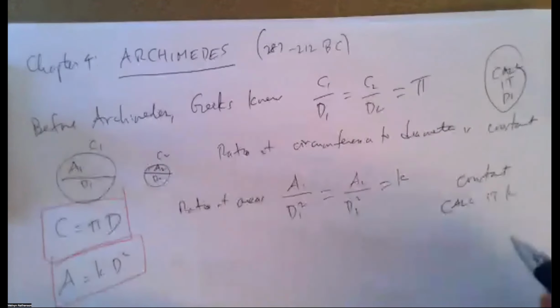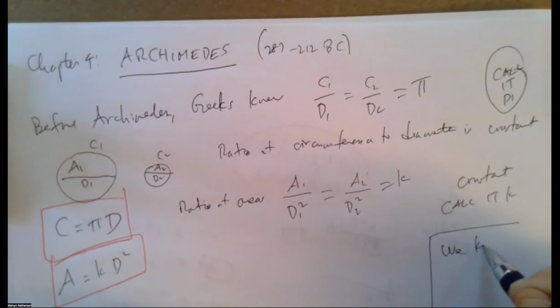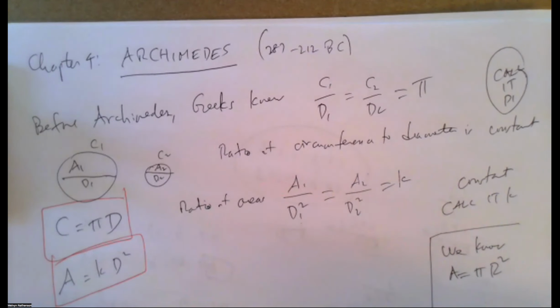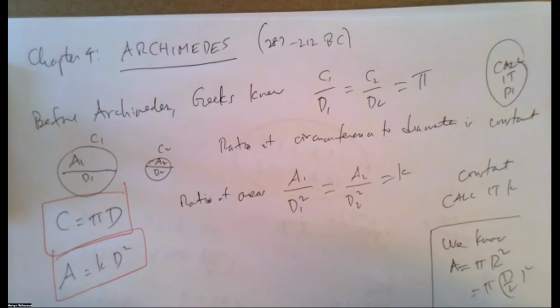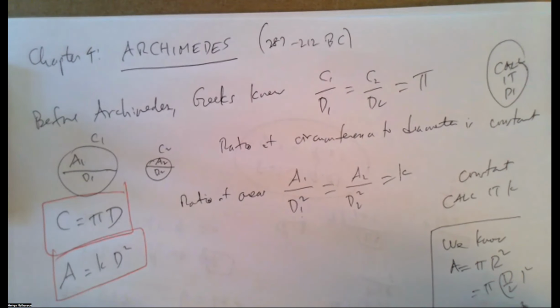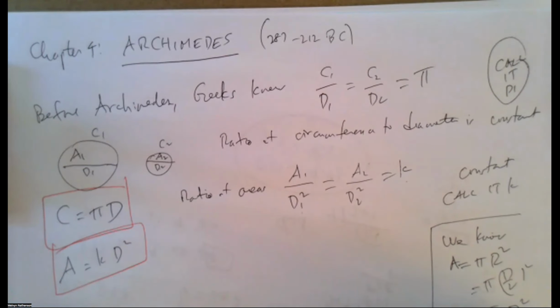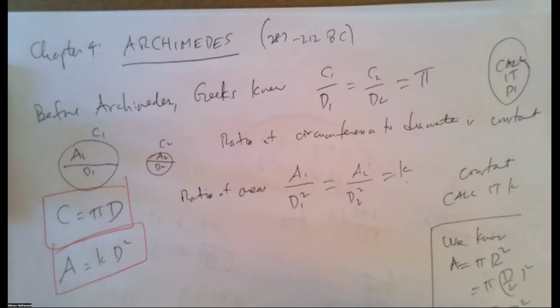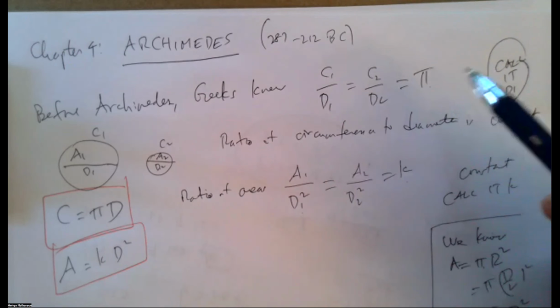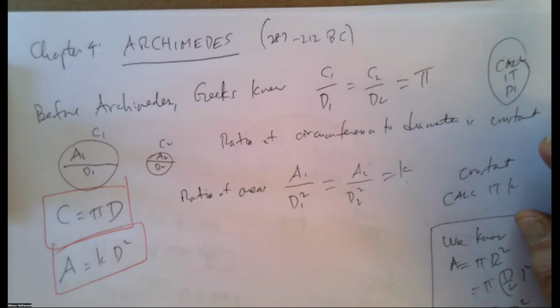Now, as an aside, we know the area of a circle is pi times the radius squared. And the radius is half the diameter. So the area is pi over 4 times D squared. So we know that this constant K is equal to pi over 4, because they told you in elementary school or somewhere that the area of a circle is pi r squared. But the fact that this number pi and this number pi are the same, that's what Archimedes proved.